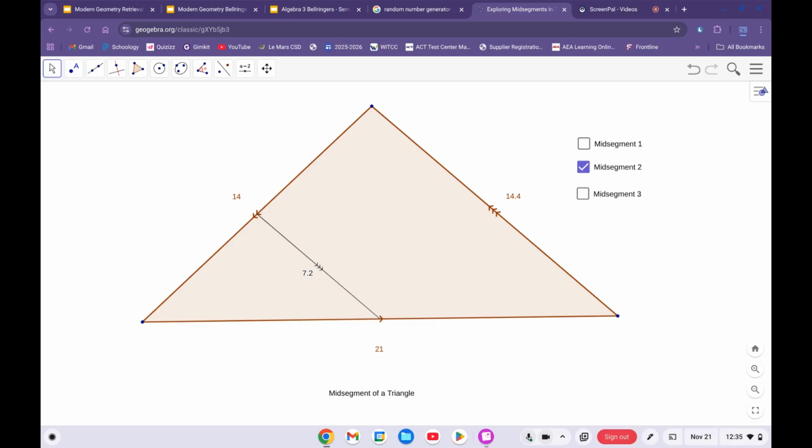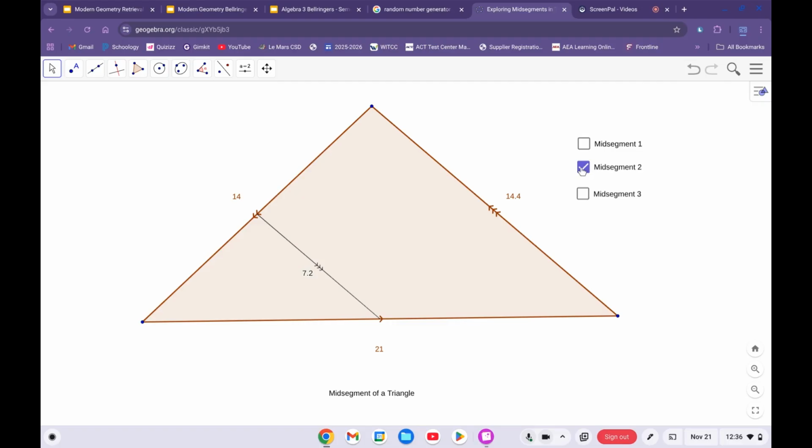That new line that I just put in there, that 7.2, is that parallel to a side on the triangle as well? What side is it parallel to? The 14.4. Those are the ones with the 3 dashes on it. Okay, now let's go back to what Jackson just said. We saw that the middle one on the last one was 10.5, half of 21. Is 7.2 half of 14.4? Yeah, so that pattern seems to be continuing there too.